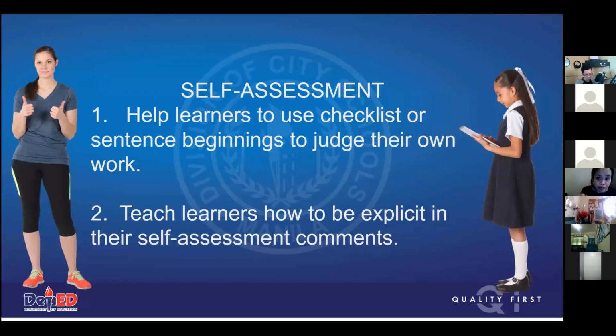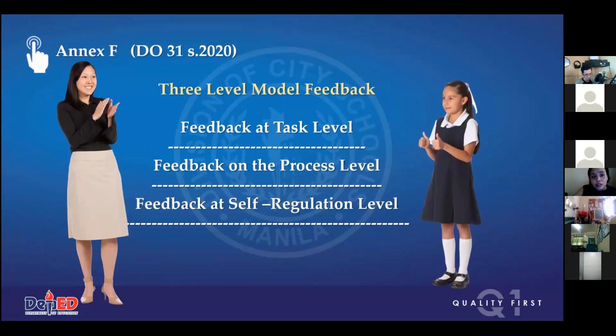Use the sandwich method. Yung kitang-kita nila na hindi mo sila binubola. Kasi magsimula ka sa positive, hanapan mo ng positive yung ginawa ng bata, saka mo ipasok yung areas of improvement, at saka i-end it with the strength. Okay? Now, the DO31, if you're going to see DO31 Annex F, it gives you the level model feedback, which begins with tasks. Ano yung ginawa ng batang tama? Tama ba yung sagot niya?